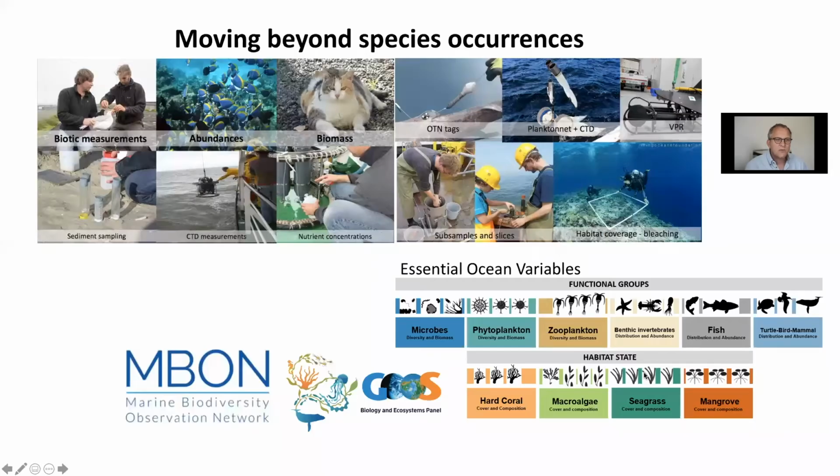An important new development in OBIS is moving beyond just species occurrences, because biologists are sampling more or observing more than just species occurrences. They do biometric measurements, sediment samples, nutrient concentrations, habitat cover, etc. Also more and more information coming from sensors, images, tracking data, etc. And we had to support the essential ocean variables, which are identified by the Global Ocean Observing System in collaboration with the Marine Biodiversity Observation Network of GEO BON.